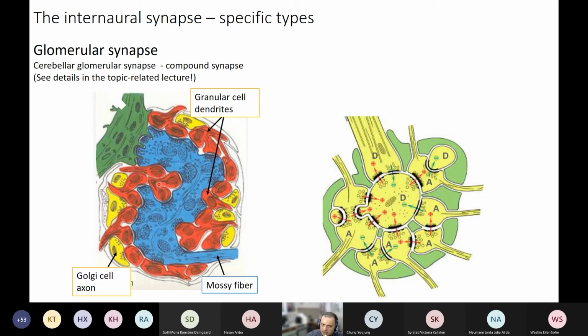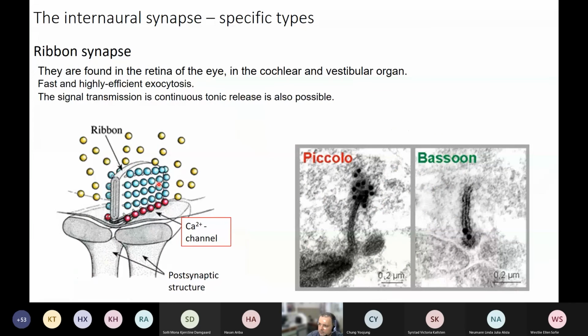I just mentioned at that time, if we refer back, you know what we are talking about. So this is a specific kind of compound synapse.